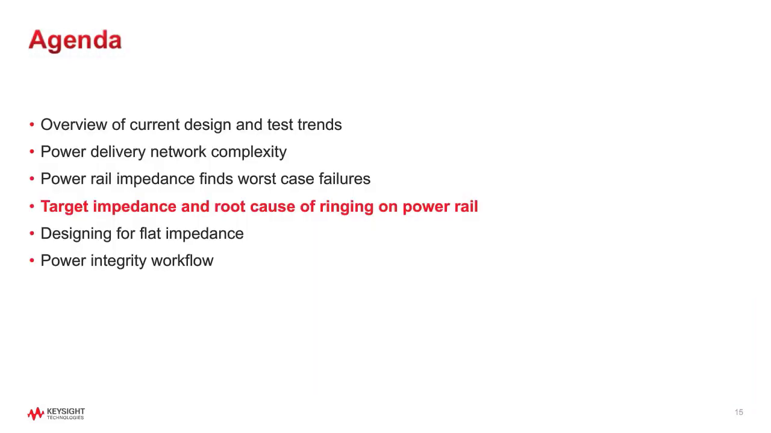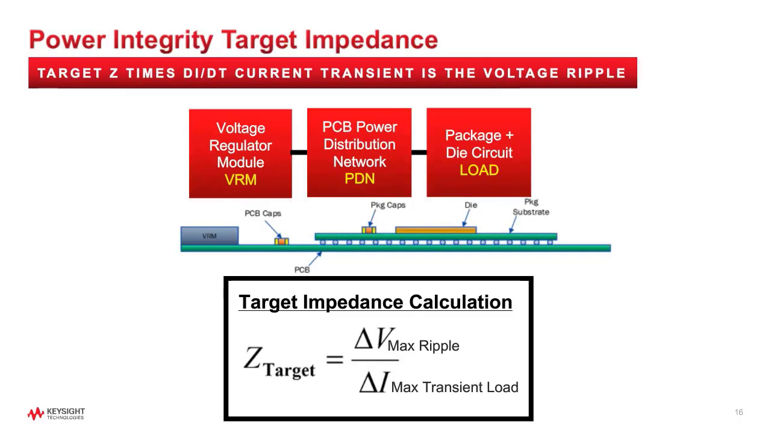Designing for flat target impedance requires an understanding of what causes impedance peaks that can result in ringing on the power rail. Now let's step through a simple design exercise to show how a power integrity engineer can avoid potential EMI/EMC noise sources in their next power delivery network design.